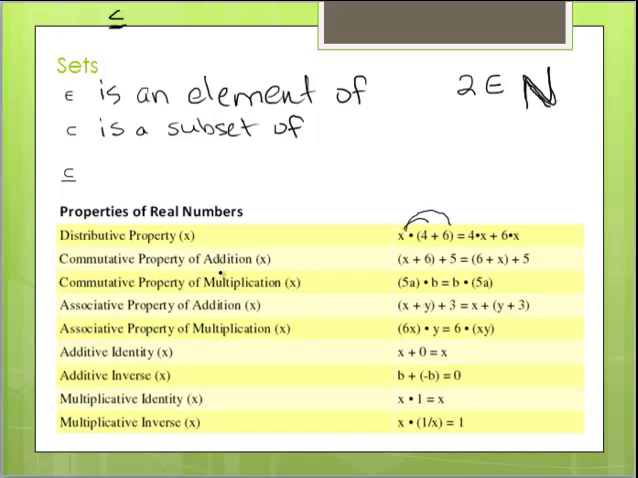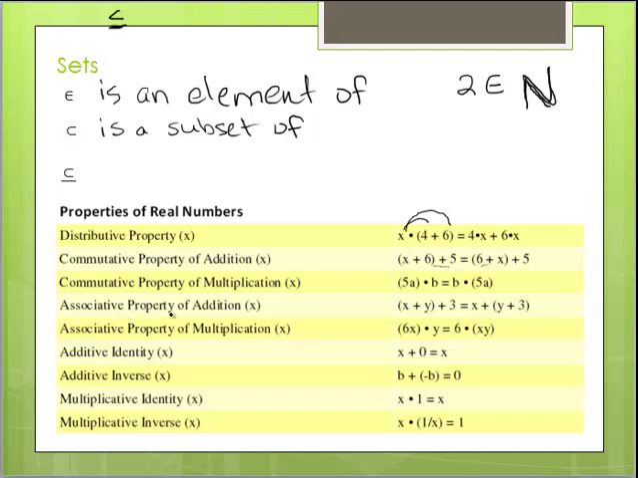The commutative property of addition and the commutative property of multiplication just means that you can switch the order that you add or multiply things. So here you see the x plus 6 is before the 5. Here it's still the same way, however, the x and the 6 are in a different order. So you can switch the order you add or multiply things and it doesn't really change the answer.